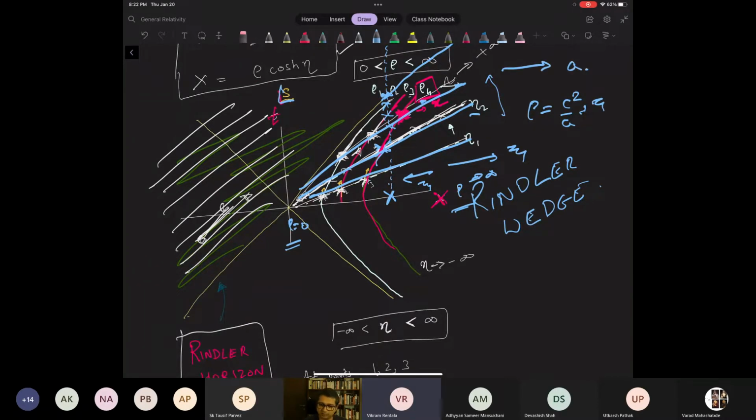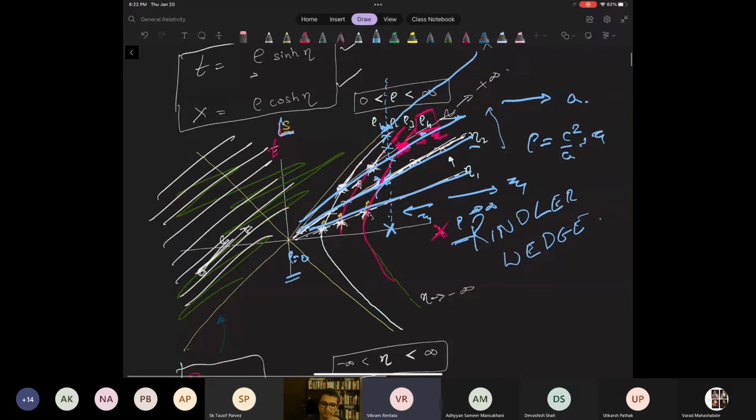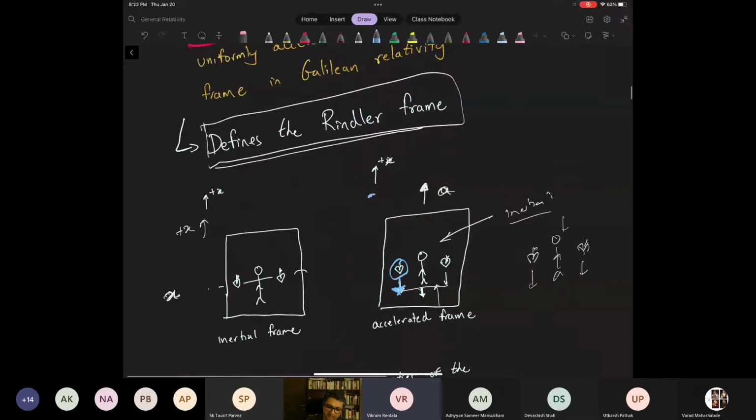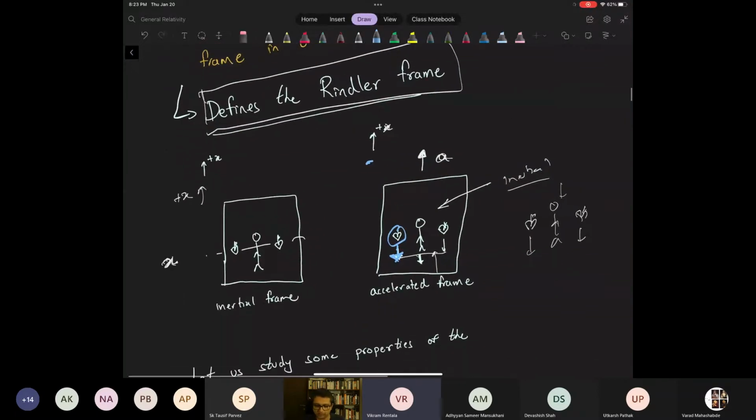Of course, they have different accelerations in STR. And the inertial observer, which is like that apple, maintains a constant x coordinate in the inertial frame. But according to these accelerated observers, the rho coordinate of this apple is going on decreasing. That's because secretly the lift itself is accelerating upwards, and therefore the apple appears to be accelerating in the opposite direction.